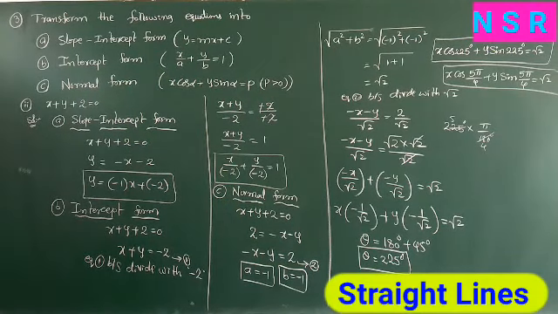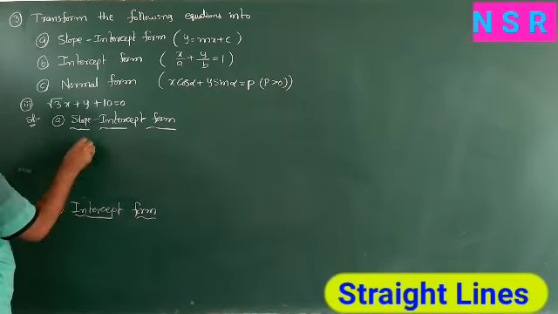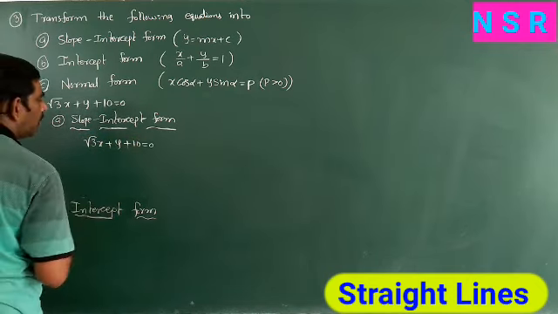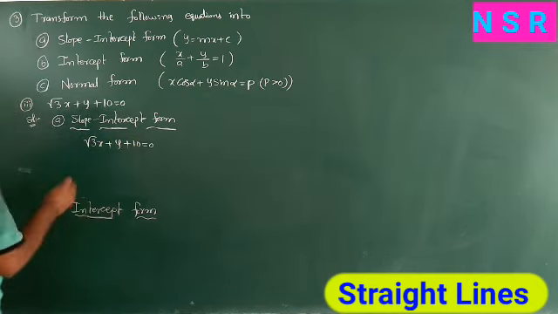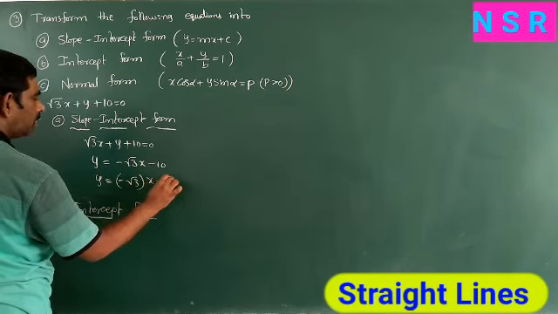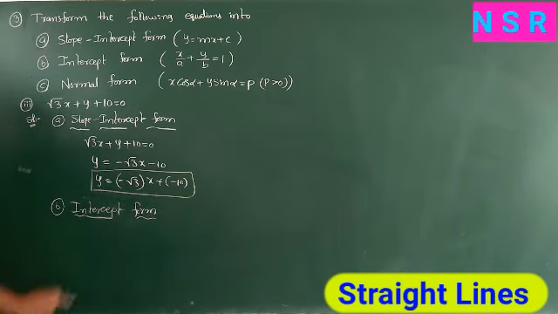So when the straight line changes into normal form, you observe whether the constant value is positive or negative. Next, question number 3: root 3x plus y plus 10 equal to 0. First change this into slope intercept form, intercept form and normal form. So write y equal to minus root 3x minus 10. It is in the form y equal to mx plus c, so your m value is minus root 3 and c value is minus 10.